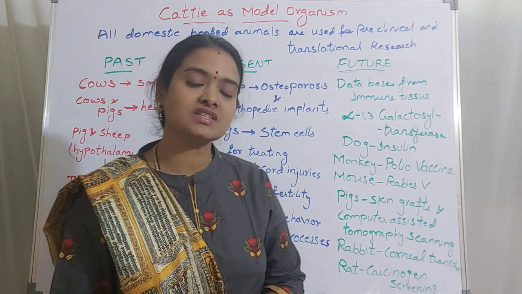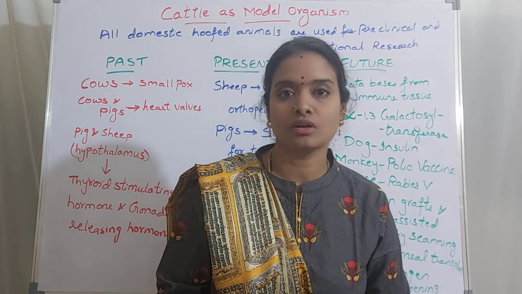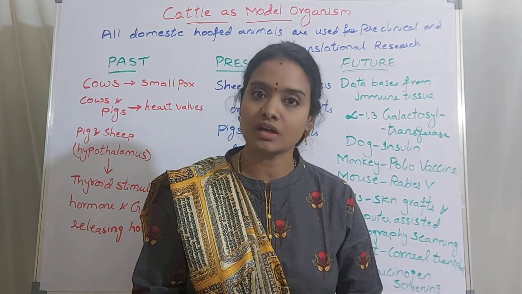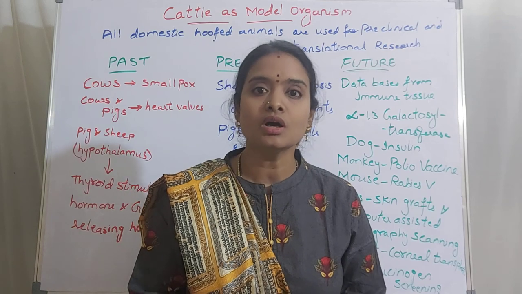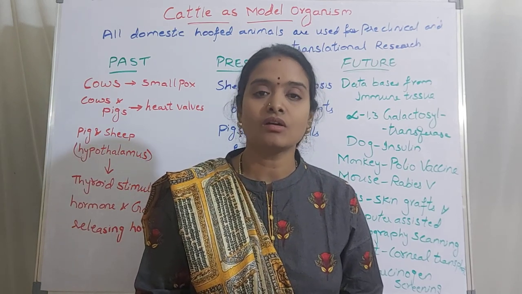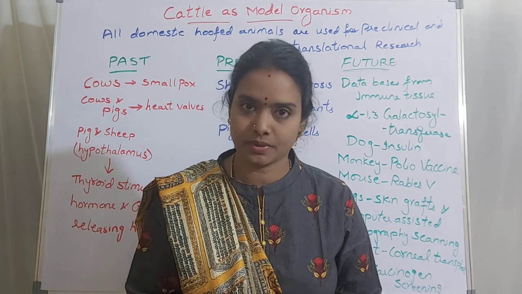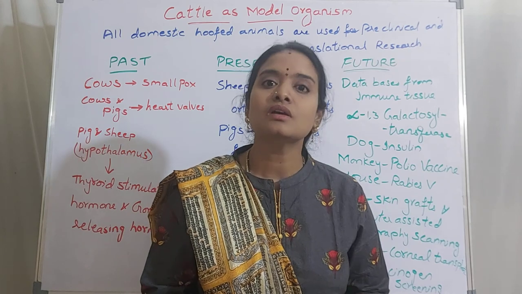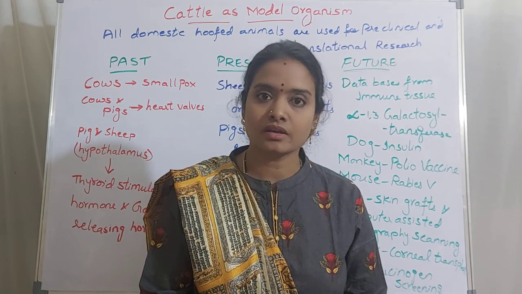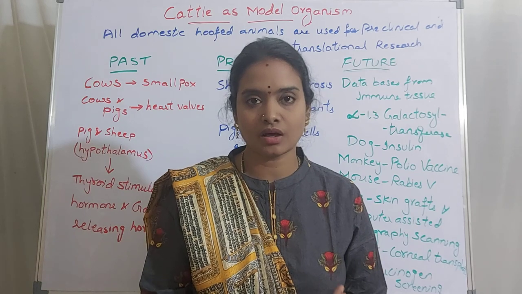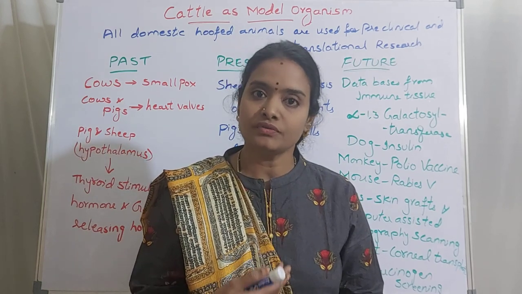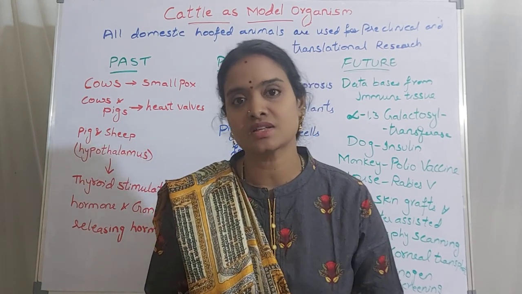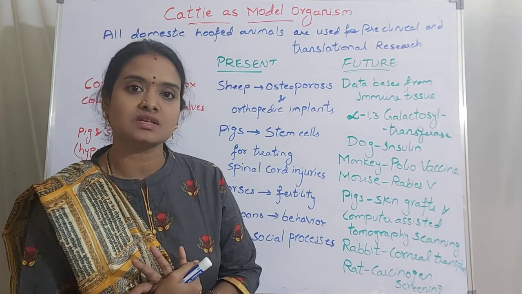So today we'll discuss cattle as a model organism. In the previous class we discussed model organisms and why they are used. They are used to test for toxicity, for drug testing, or for research purposes. In the research, we are going to test the disease causing genes and how the drugs act on them, and how the cells respond to the medicines, right? So in spite of having cell lines, why do we have to use these animals?